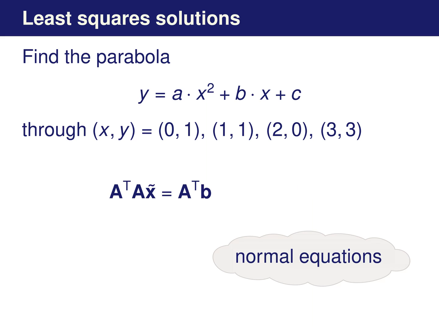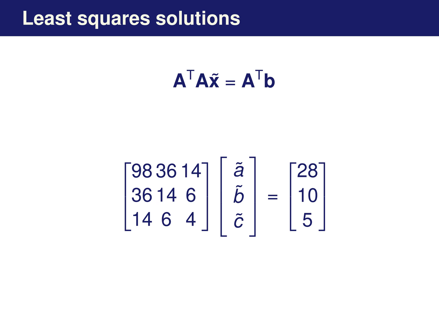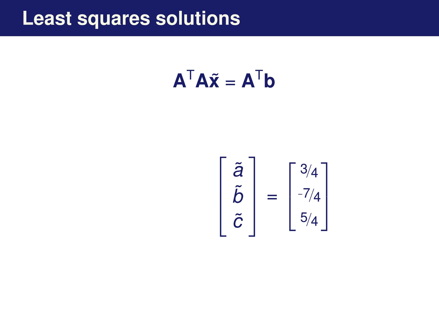We replace x with x tilde to denote that we are not actually solving the original system, but instead a modified system. The solution of this system is called the least square solution. It is called this because it is the solution that minimizes the error in the Euclidean norm. Now, let's apply the normal equations to the original problem Ax equals b. We multiply both sides of the equation by A transpose to get the normal equations. The solution to the normal equations gives us the least square solution.